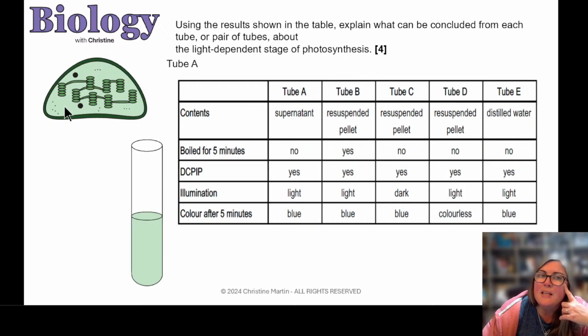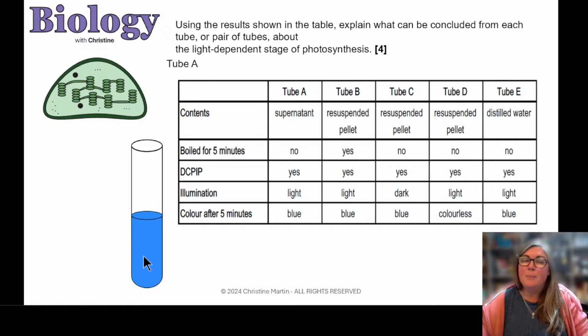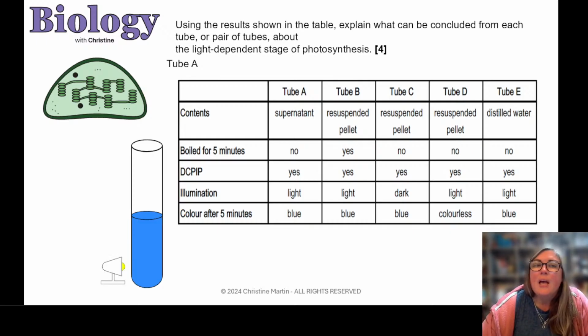And my stroma is this light green color. If I have boiled it for 5 minutes, no, I haven't, because they've told me I haven't boiled it, because it's the liquid. I've got DCPIP that's been given to it. Yes, it has. So the DCPIP is blue. So when I put DCPIP in there, it is blue. If I illuminate it with light, if I put a light source on my sample, what happens to it after 5 minutes? It stays the same color.